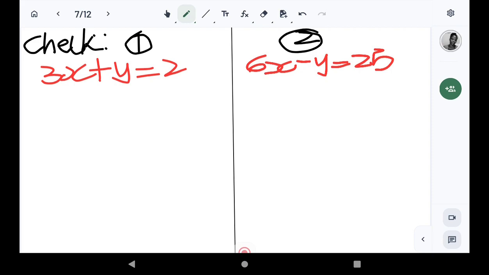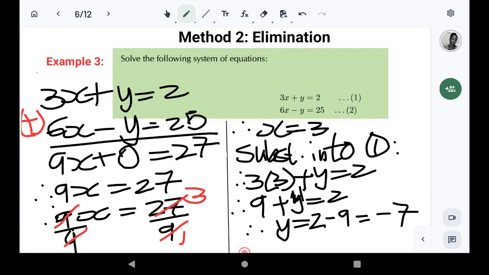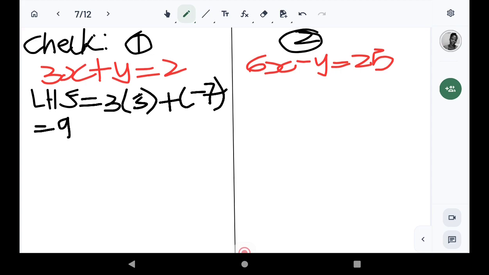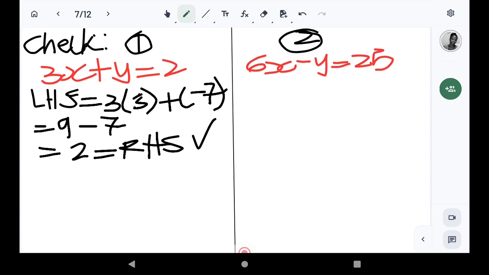Now we check the left-hand side. Our x equals 3 and our y equals negative 7. So you substitute them like that. 3 times 3 is 9. Minus 7. 9 minus 7 equals 2. Is it equal to the right-hand side? Yes, definitely. So this one checks out.